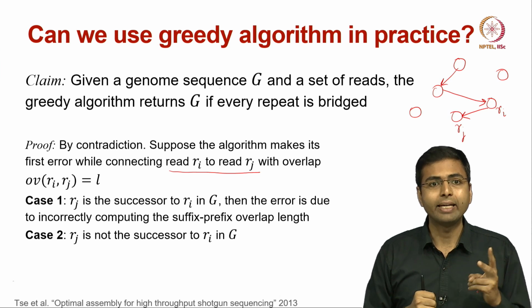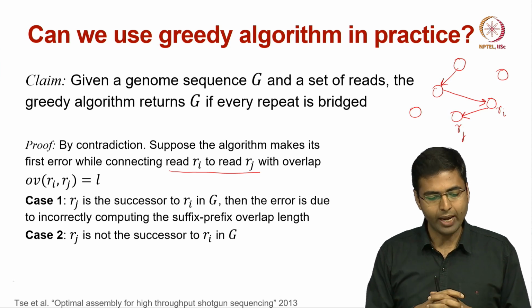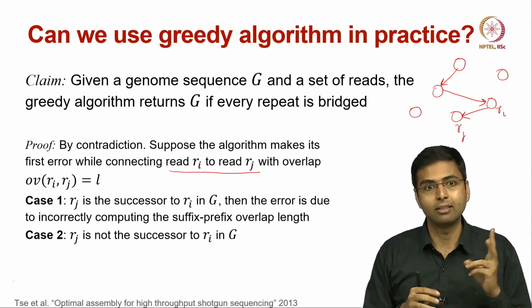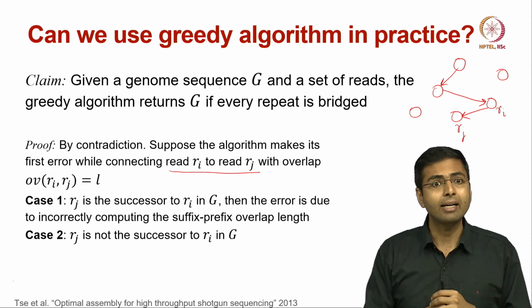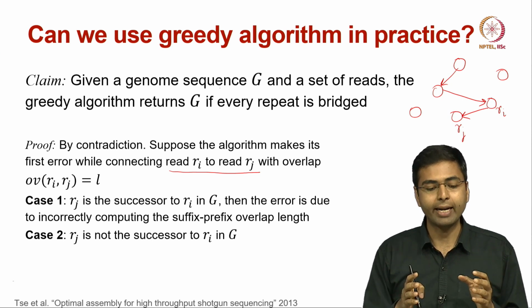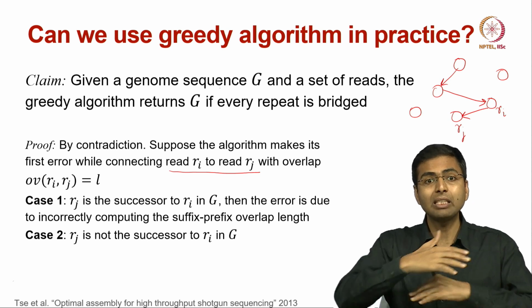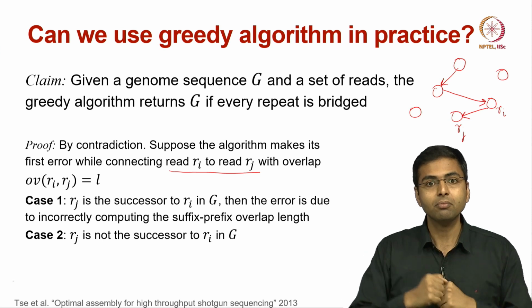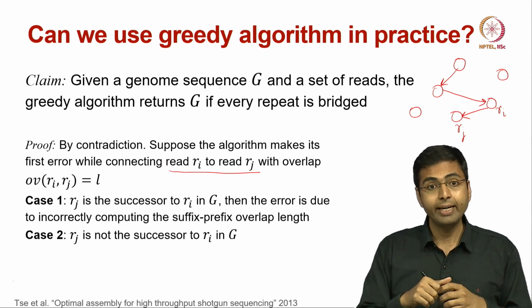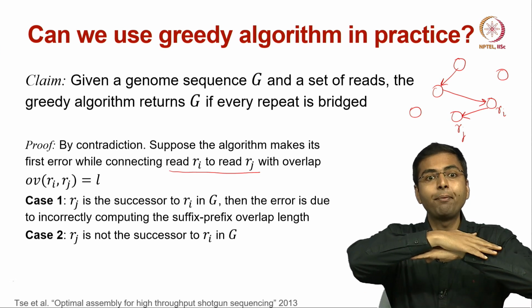Now, we can analyze two cases: why would this be a mistake? Well, this can be a mistake for two reasons. It may be that Rj is actually the successor of Ri in genome sequence G, but the mistake is due to incorrectly computing the suffix-prefix overlap length, because in greedy we are always picking the maximum suffix-prefix overlap length.